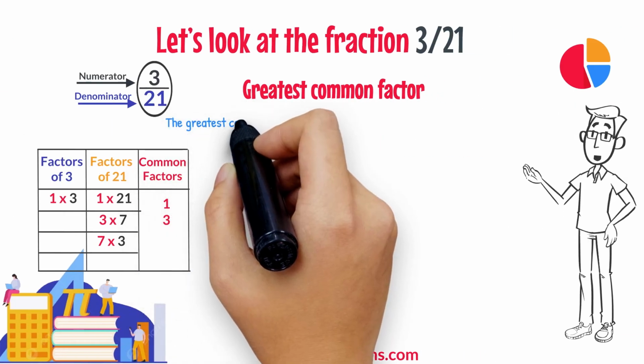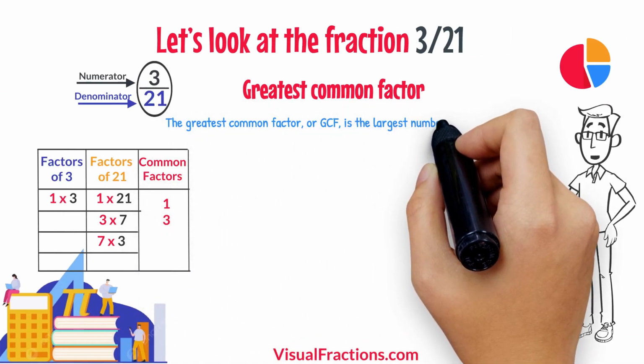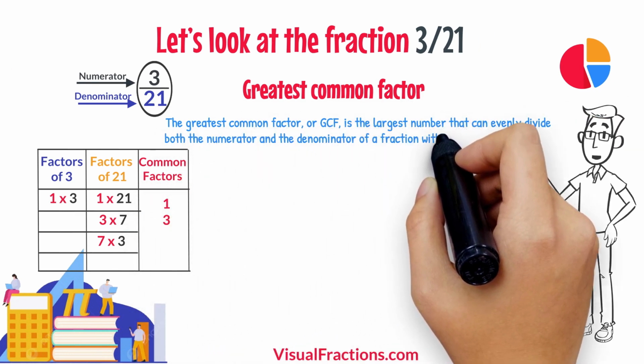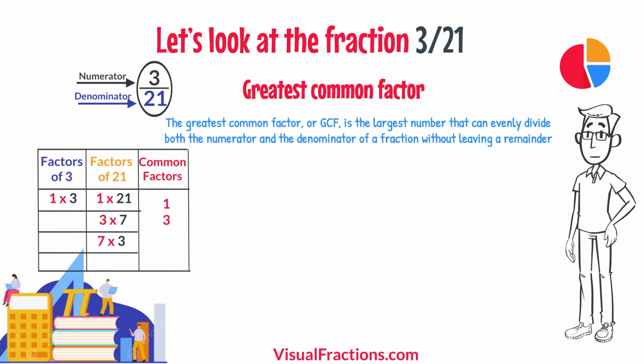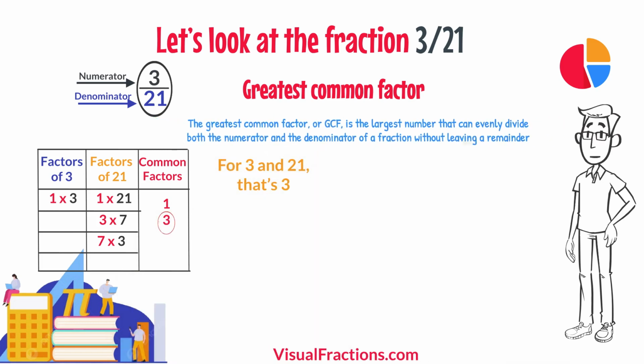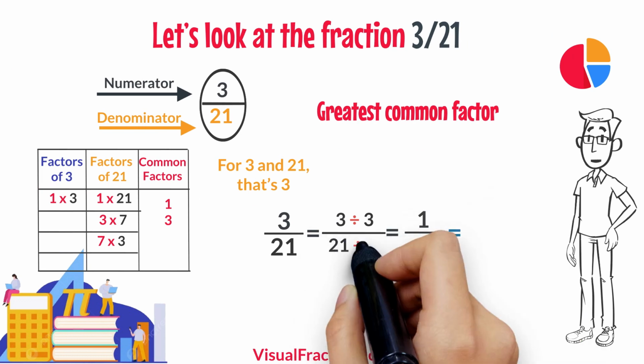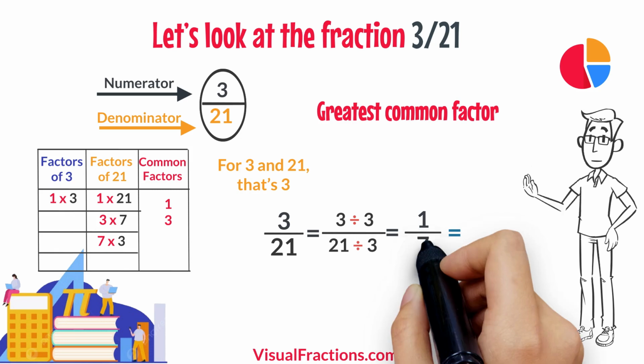The greatest common factor, or GCF, is the largest number that can evenly divide both the numerator and the denominator of a fraction without leaving a remainder. For 3 and 21, that's 3. We start by dividing 3 by 3, which gives us 1. Then we divide 21 by 3, which results in 7.